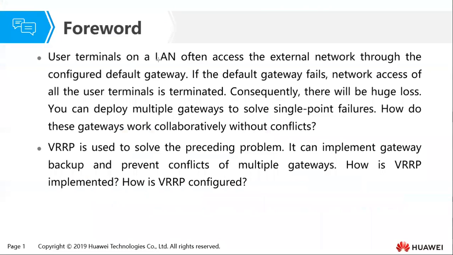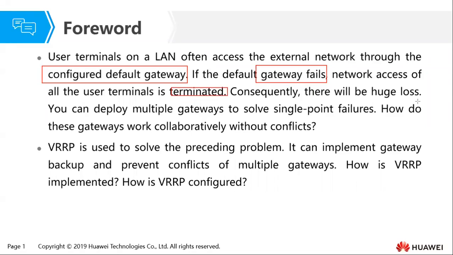So these are user devices on a local area network, often access the external network through a configured default gateway. So even on ENSP, I'm sure you've seen the gateway field when configuring the IP address. Most of the time, if they want to get to any other network, you have to configure a default gateway, which is the IP address of the interface of the router that is connected to that network segment. Now, if the default gateway fails, then network access of all the user terminals is terminated.